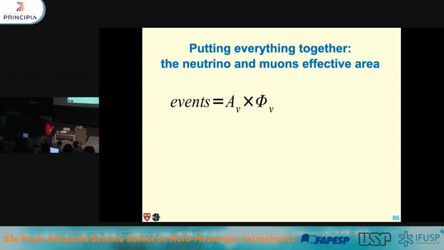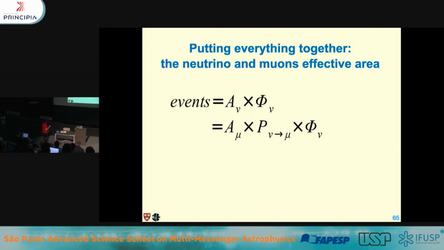So the number of events that we are going to estimate in a given neutrino detector is going to be a quantity, which we're going to define as the effective area, times the flux of neutrinos. So that's the number of neutrinos that go through my detector per unit area, per unit time, per unit energy, per direction.